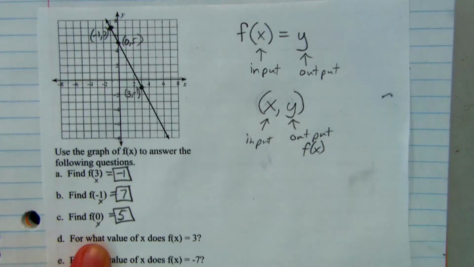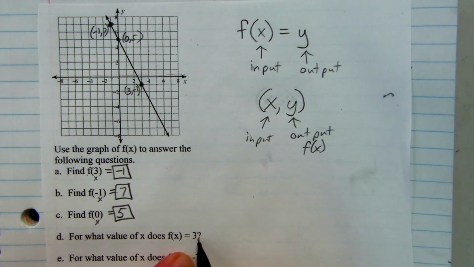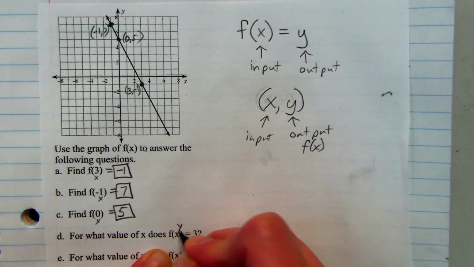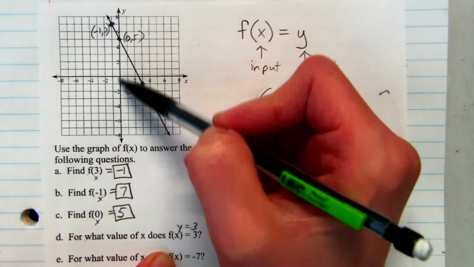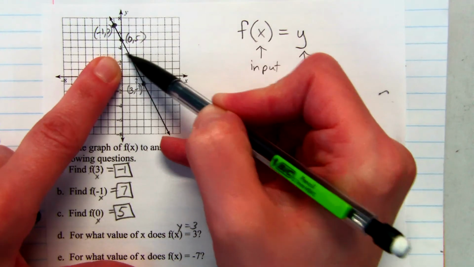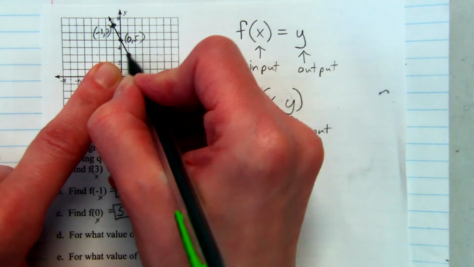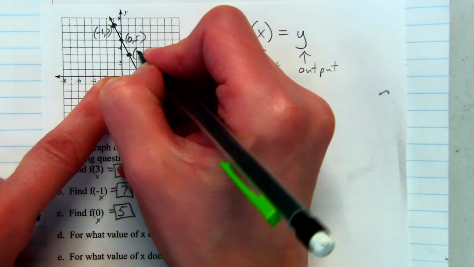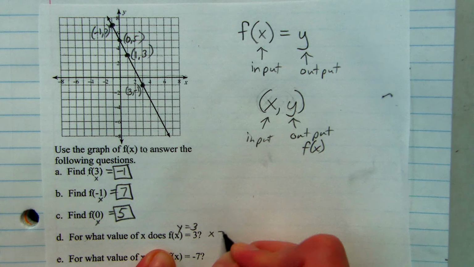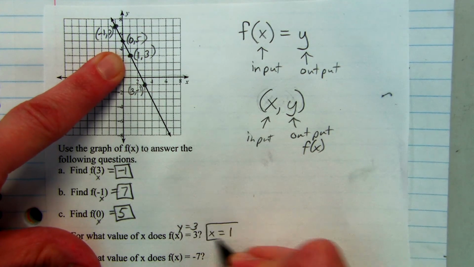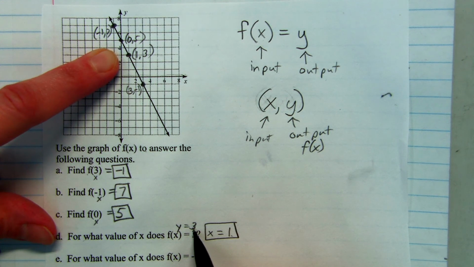Now we're going to switch and go back the other way. So if it says for what value of x does f of x equal 3, that means they're giving us y is 3. So now I have to go to the y-axis and find 3. And go over and see where that lines up, where this line is on the grid line with our function. And so I have the point 1, 3. So 3 is the output, which means that x is the input, which is 1. So the x value 1 gives the output, or the y value 3.